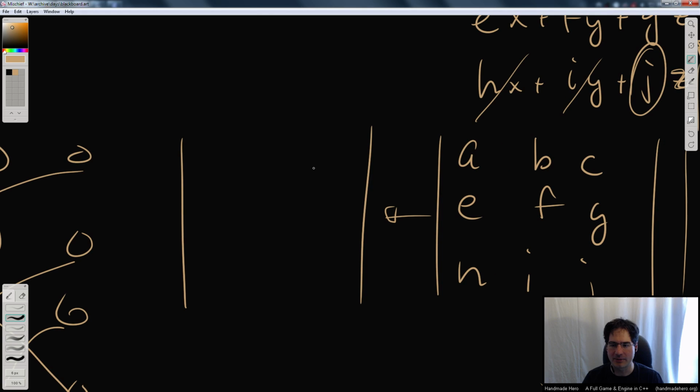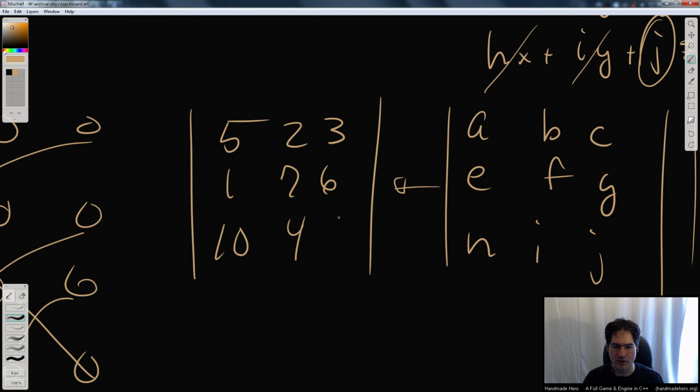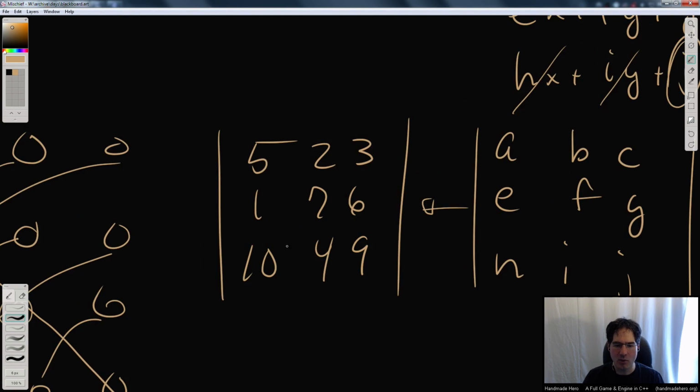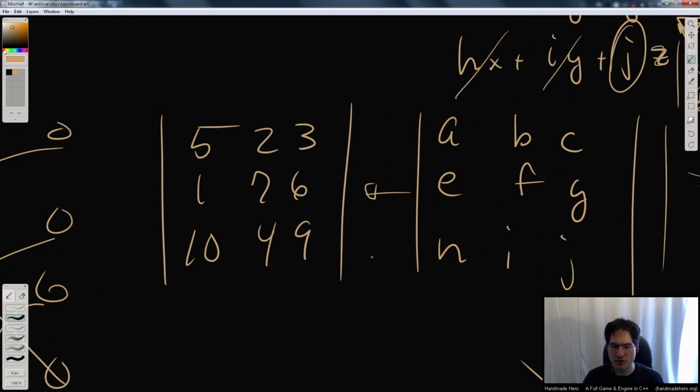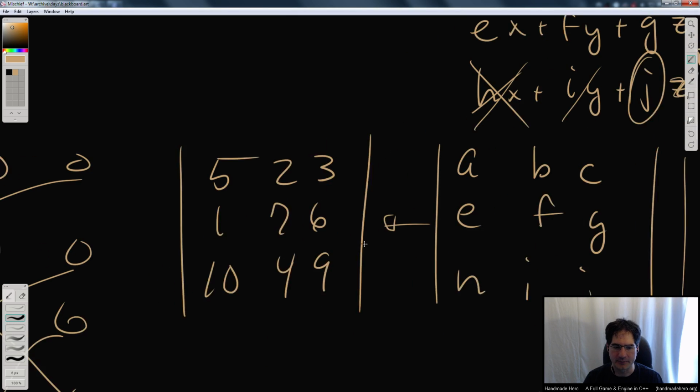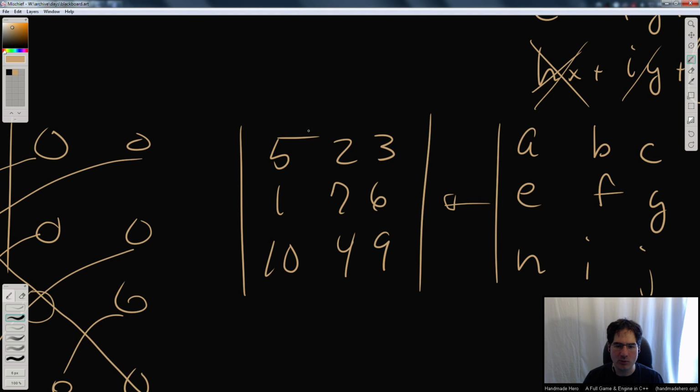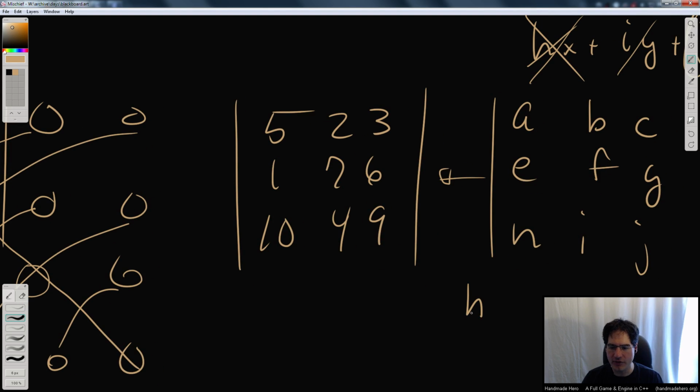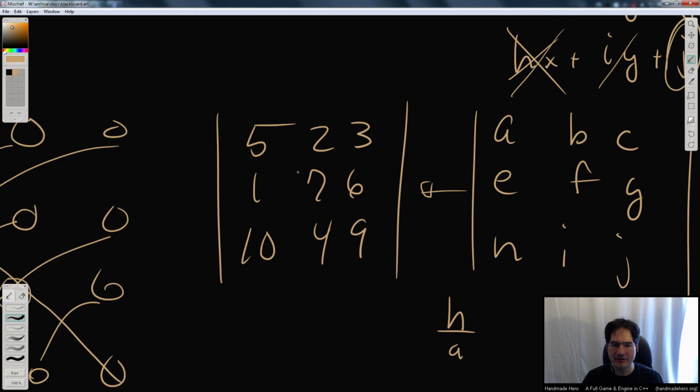Let's just say we were talking about numbers. So I've got 5, 2, 3, 1, 7, 6, and then 10, 4, 9. And I want to knock out values here. I want to essentially eliminate terms, so I want to eliminate this term. So what I can do is say, well, how many of A would I have to add to this? H over A tells me how much of A I would have to add, if I was subtracting it, to knock out the 10.